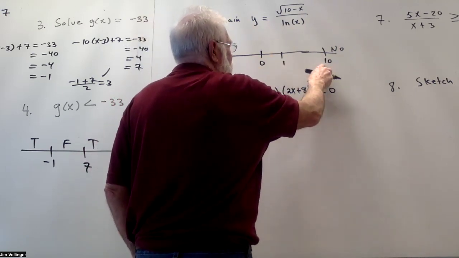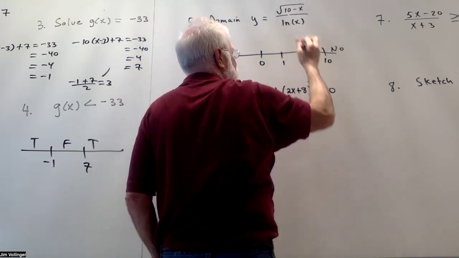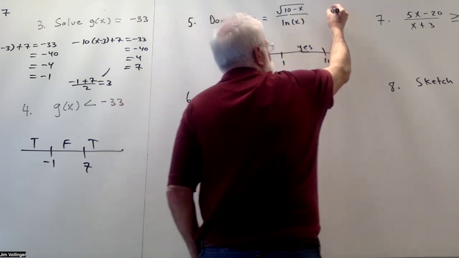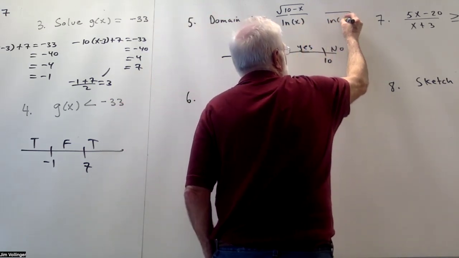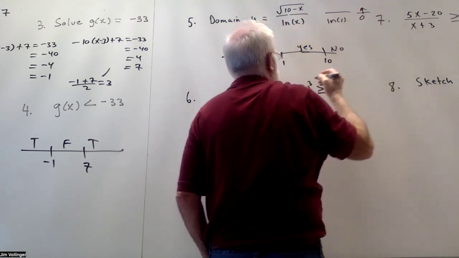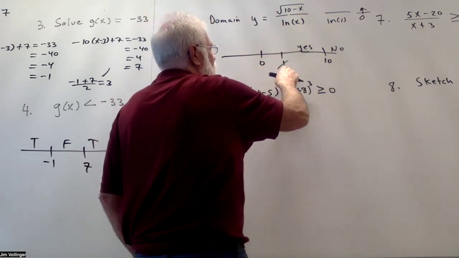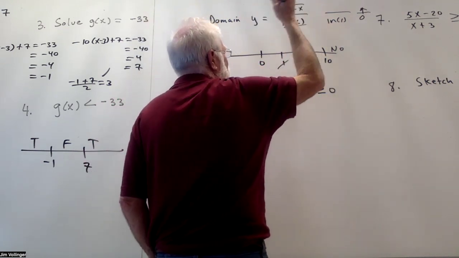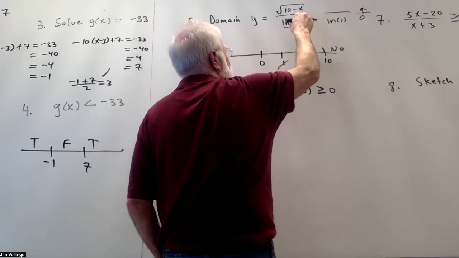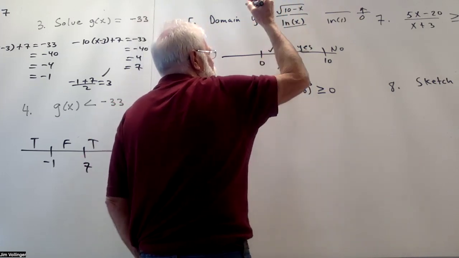Can I use numbers between 1 and 10? Let's use 5. ln of 5 exists. The square root of 5 exists, so yes. Can I use 1? The ln of 1 is 0, and I cannot divide by 0. So no, I cannot use the number 1. The numbers between 0 and 1, they're fine. If I put a half in here, that's fine. And ln of a half, negative 0.7 roughly. So yes, we can use those.